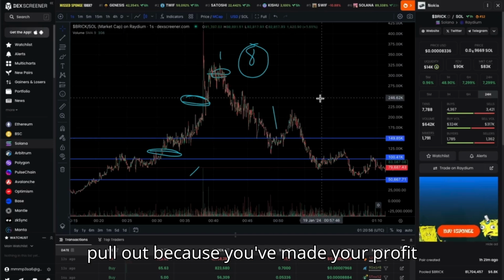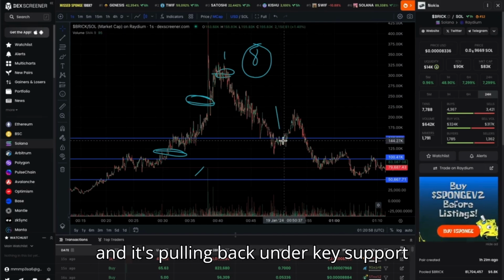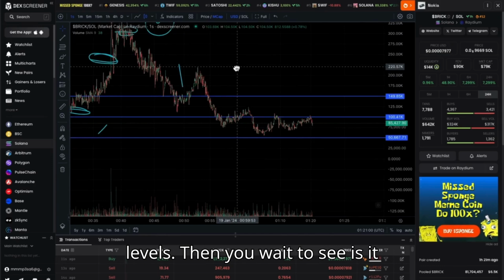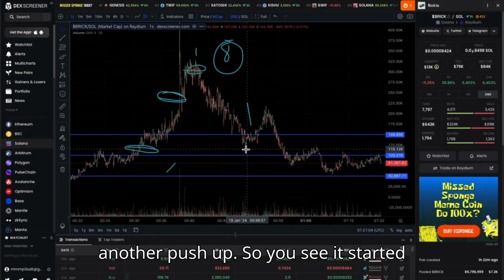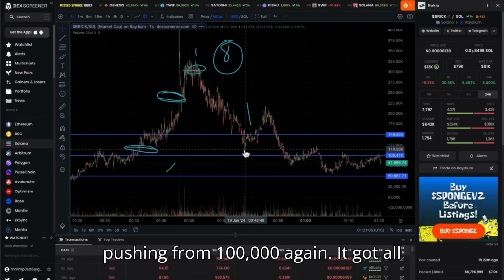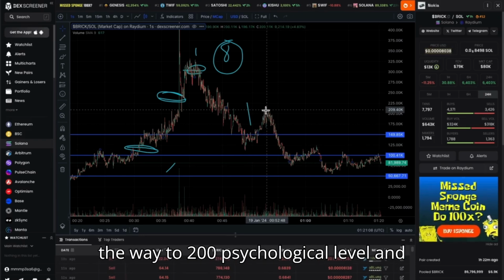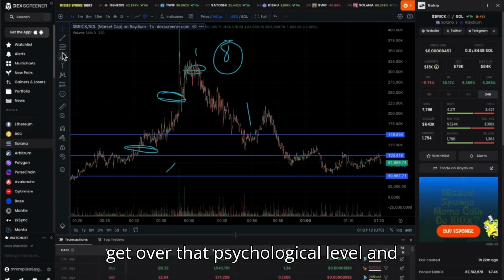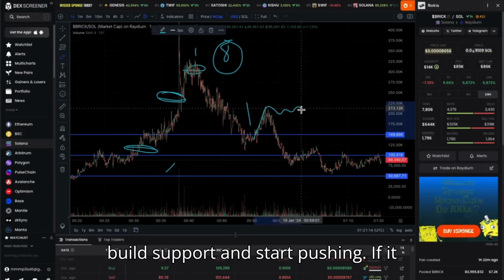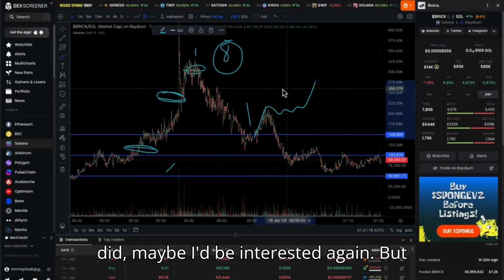And then you pull out because you've made your profit and it's pulling back under key support levels. Then you wait to see, is it going to have a second wave, another push up? So you see it started pushing from 100,000 again. It got all the way to 200, psychological level, and then it quickly pulled back. It didn't get over that psychological level and build support and start pushing. If it did, maybe I'd be interested again.